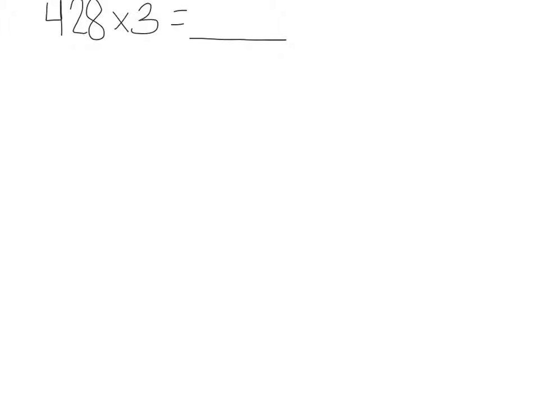So today we are going to multiply 428 times 3. So I'm going to begin by making a place value chart. Now, since my number 428 is in the hundreds place, I am actually going to make a place value chart that goes to the thousands.